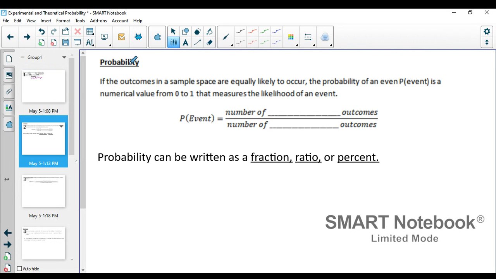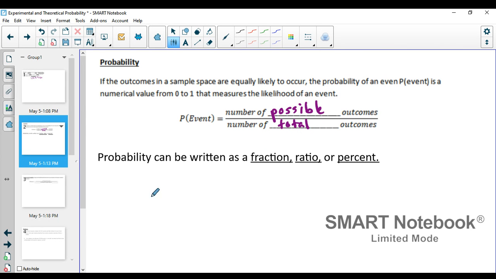So probability in general is if the outcomes in a sample space are equally likely to occur, the probability of an event, so P of the event, is a numerical value from 0 to 1 that measures the likelihood of an event. So the probability of an event is the number of possible outcomes out of the number of total outcomes. So it's the number of possible over the number total.